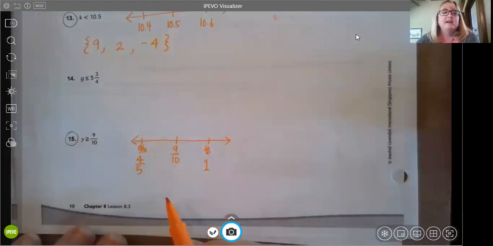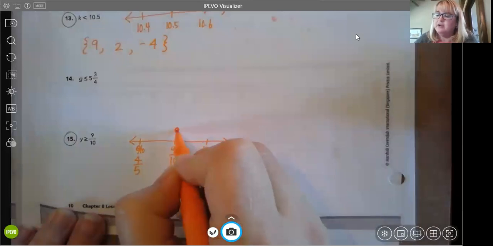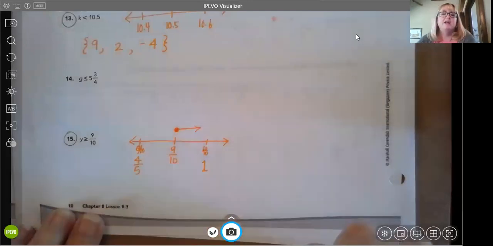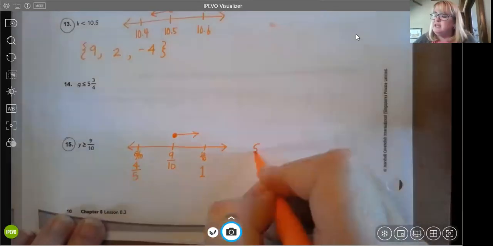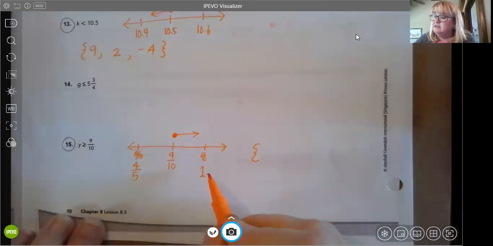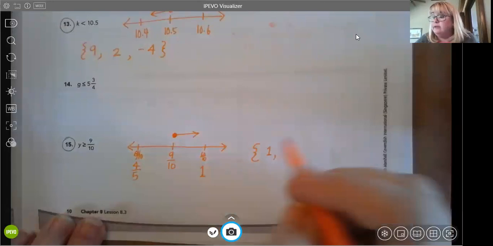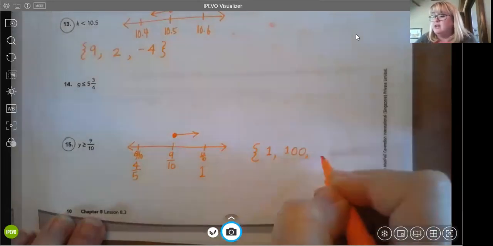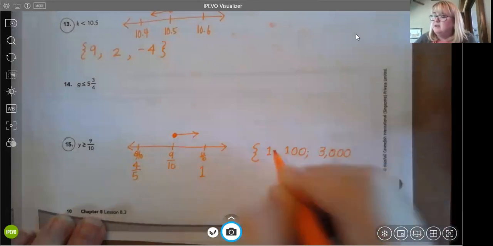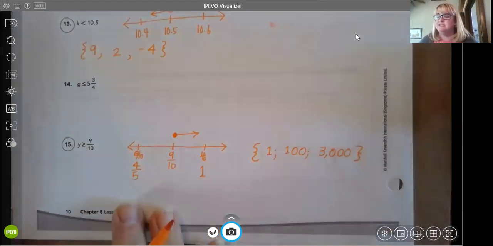All right, so 9/10, y is greater than or equal to. Since it's greater than or equal to, I need to color in my circle. All the numbers that are greater than go this way. That's part 1. Part 2, give me 3 integers that are part of this solution set. Well, 1 is. Can you think of anything else that's greater than 1? 100, 3,000. Again, you can do any number. It just has to be part of the solution set.